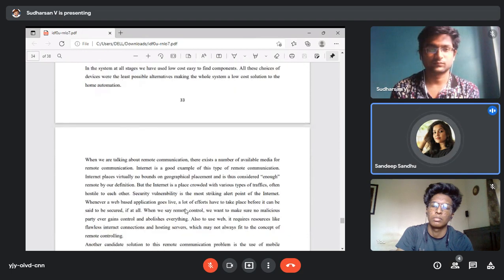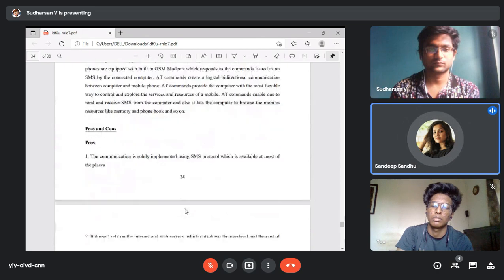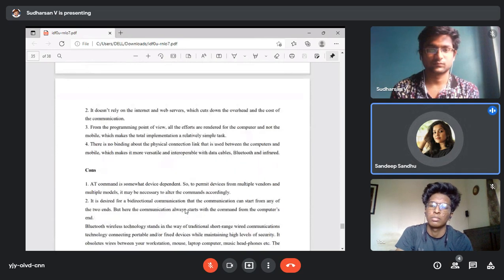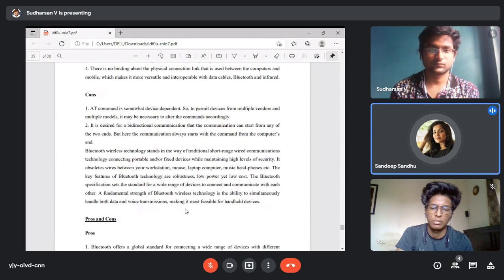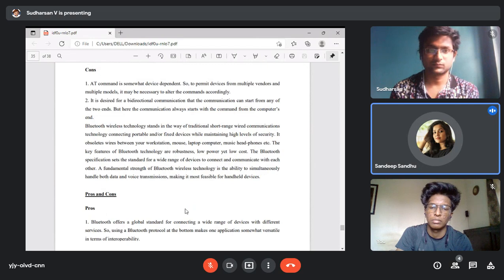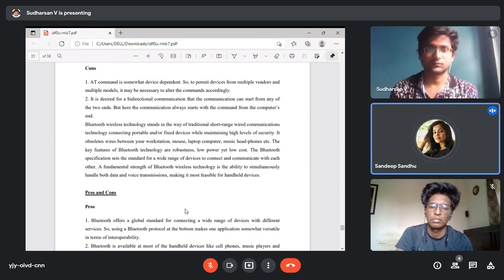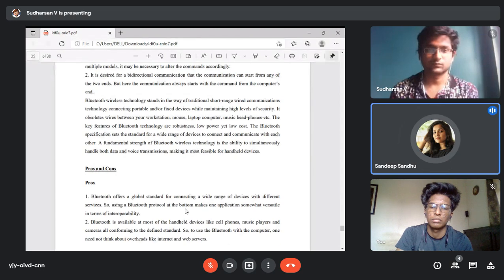Pros and cons. Pros. The communication is solely implemented using the SMS protocol, which is available at most places. It does not rely on the internet and web servers, which cuts down the overhead and the cost of communication. Cons. AT commands. AT commands are somewhat device dependent. So to permit devices from multiple vendors and multiple models, it may be necessary to alter the commands accordingly. It is designed for bidirectional communication, so that communication can start from either of the two ends. But here the communication always starts with a command from the computer's end.